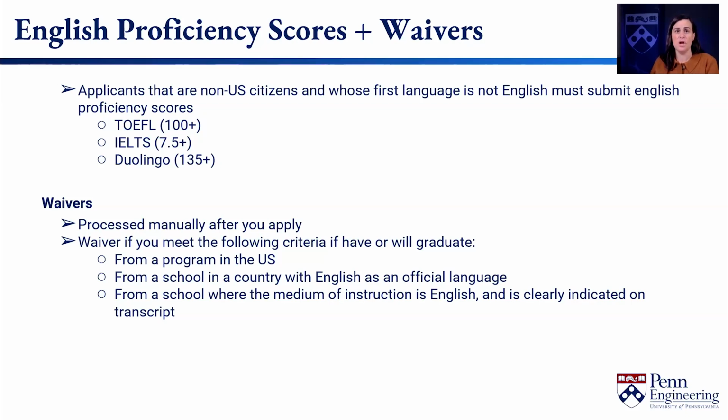As for waivers, we process waivers manually after you apply. So if you apply and you meet the English proficiency test waiver, that will be done after you apply. If you meet any of the criteria mentioned on this slide, this requirement will be waived. However, this waiver will happen after you submit your application and is done by a member of our staff. So this is not done immediately, but we ask that you give us some time to review your application.